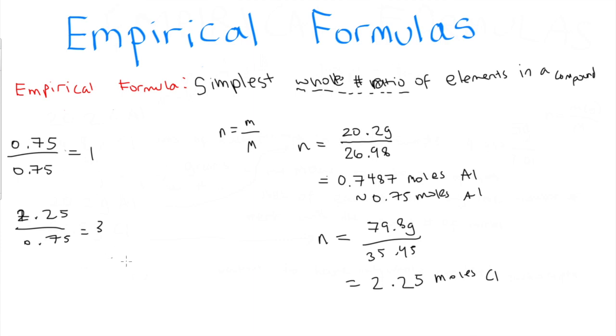And so these are all whole numbers, so we can just create a skeleton empirical formula, and we don't need to multiply to remove any non-whole numbers because everything is whole number. So 1 corresponds to aluminum, 3 corresponds to chlorine, and we have AlCl3. And so this would be our empirical formula.